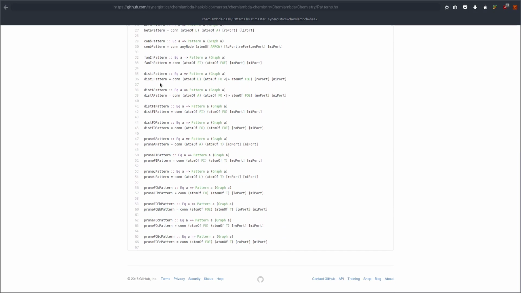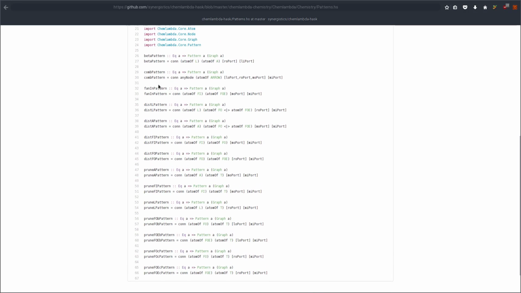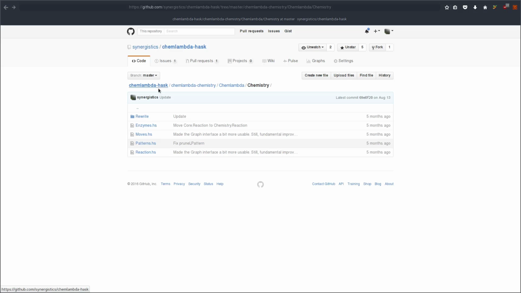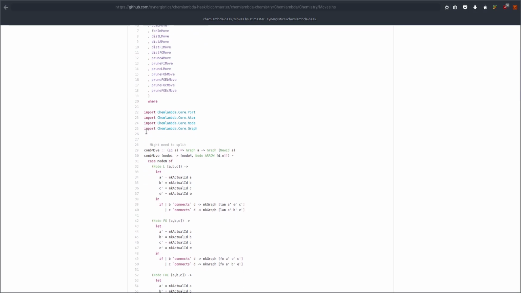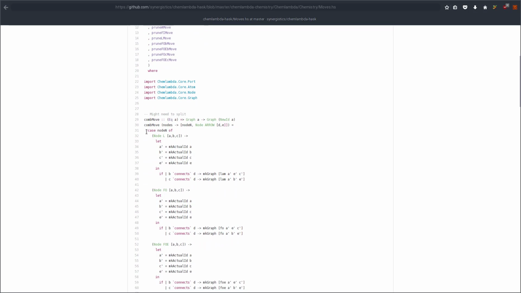And that's what we're doing here. The generalized idea of a pattern we defined in core, we're now using that to define the specific patterns that Chemlambda looks for in a graph. And with patterns, we have these things called moves. And moves are pretty much what you do to a graph or a part of a graph once you've identified a certain pattern in it.